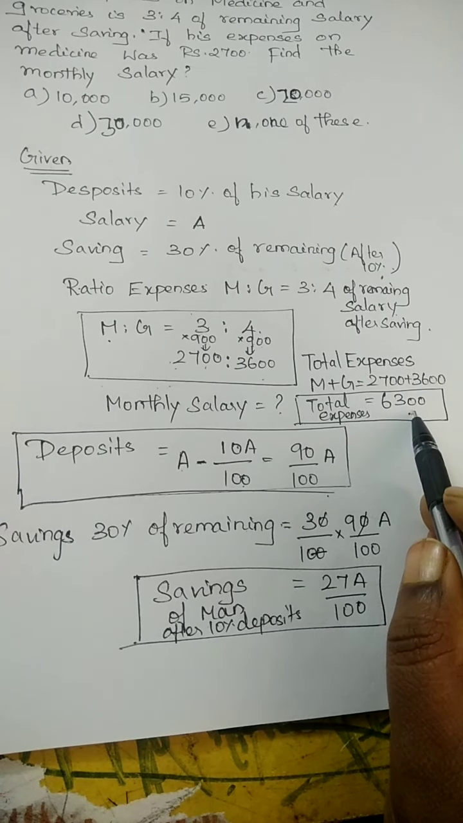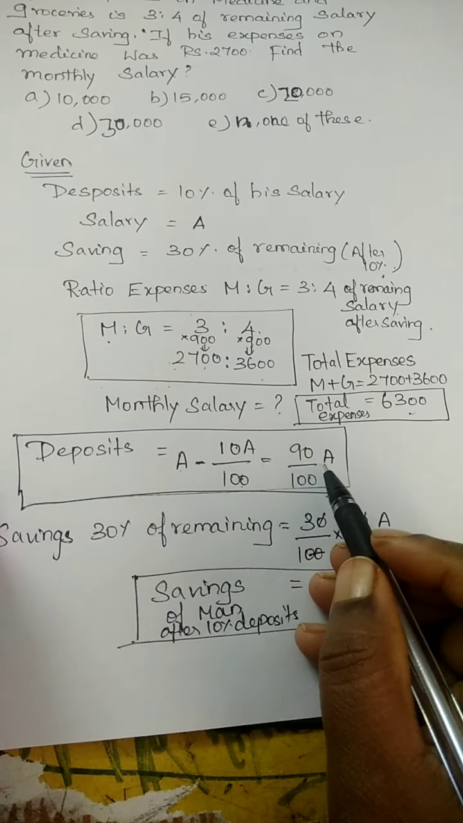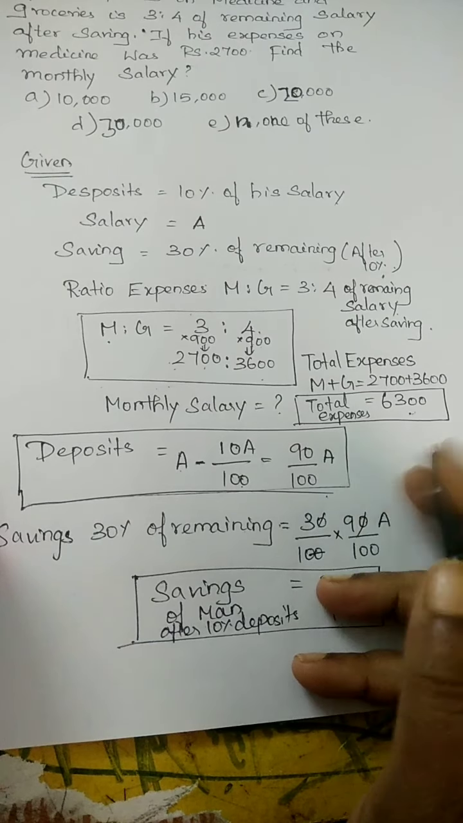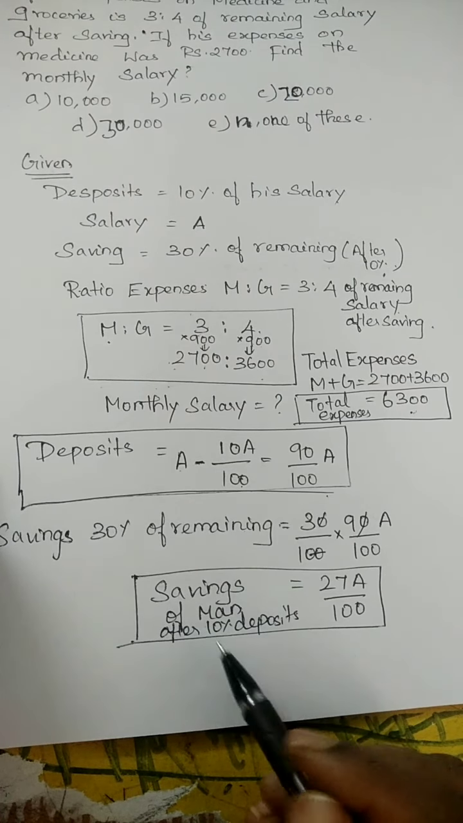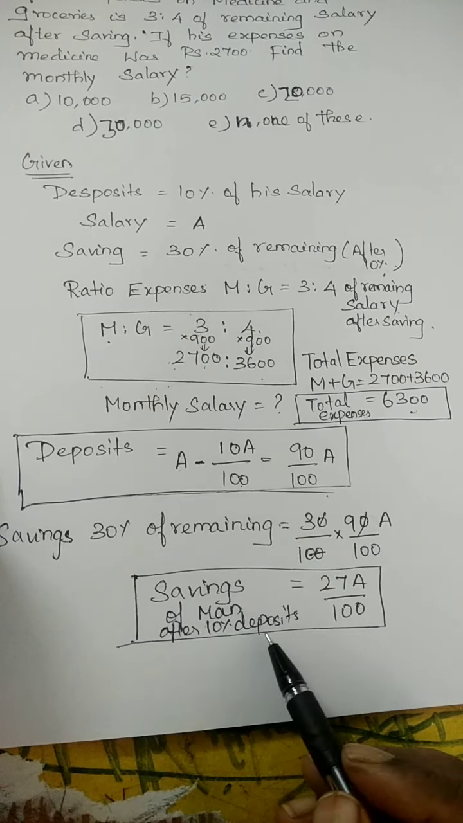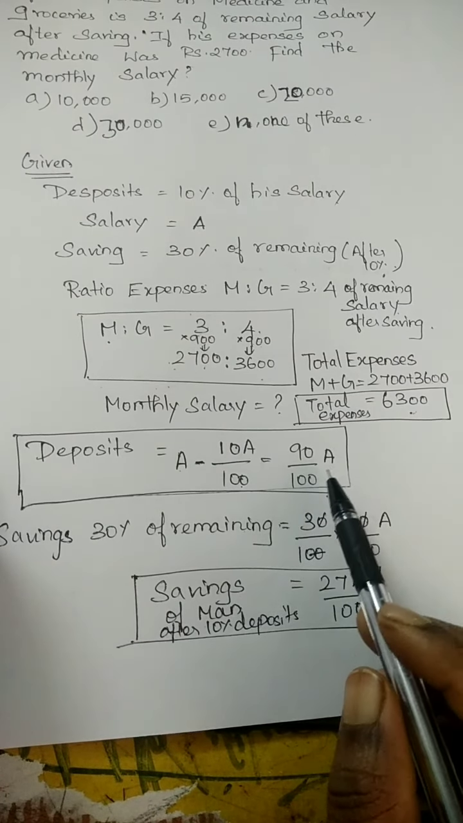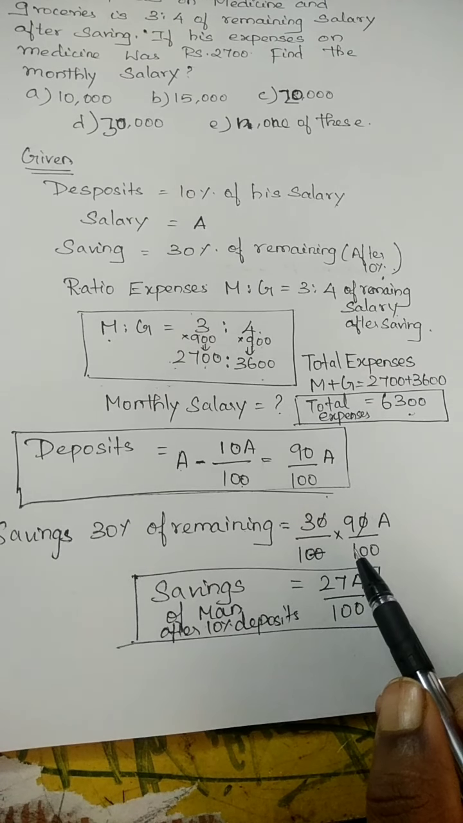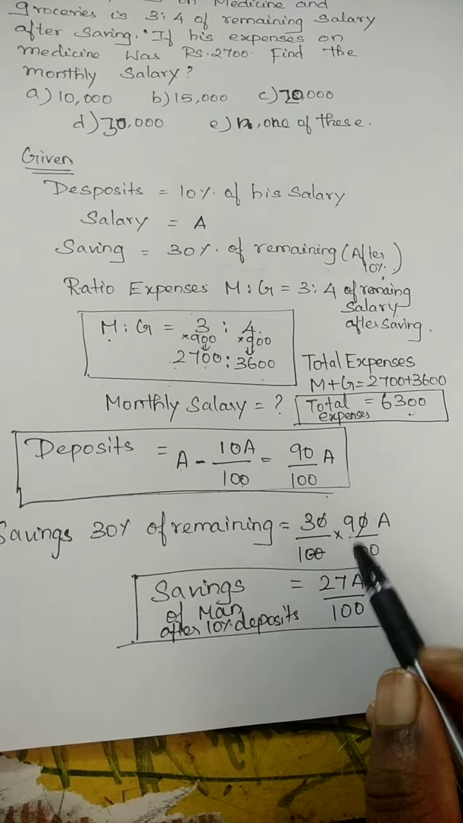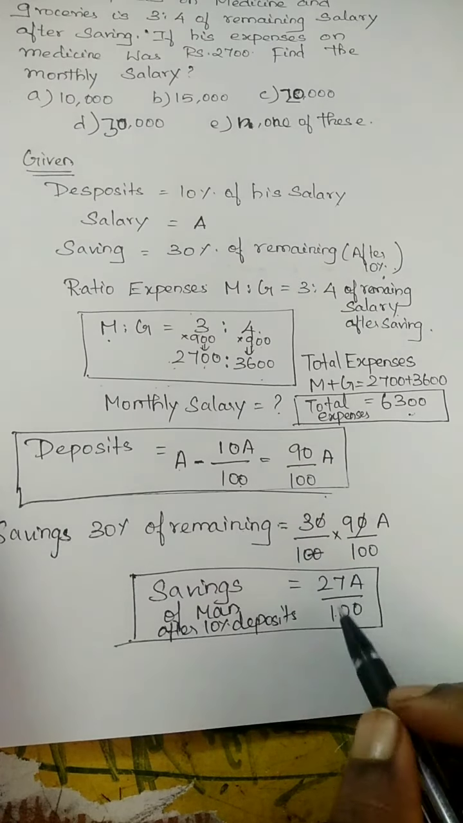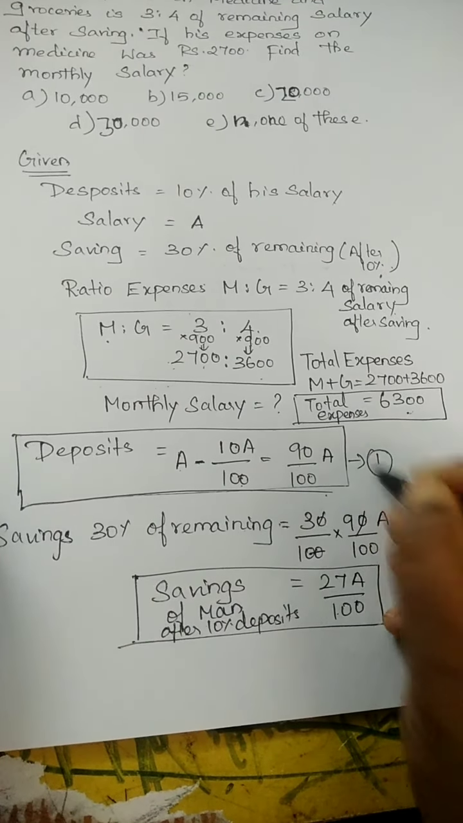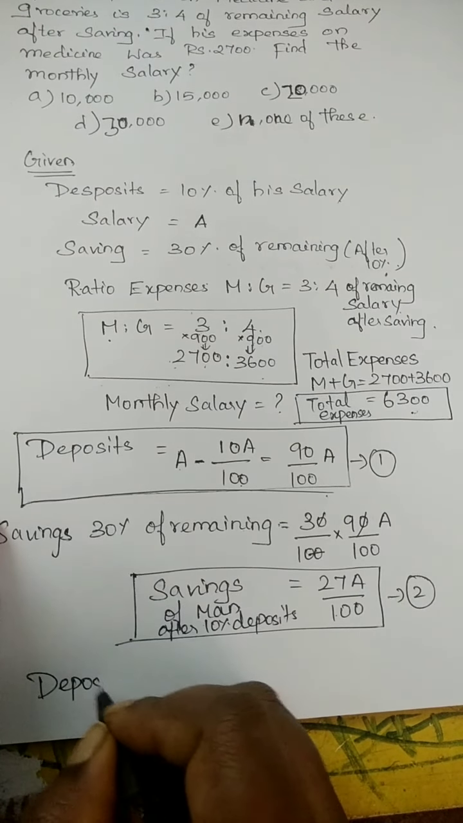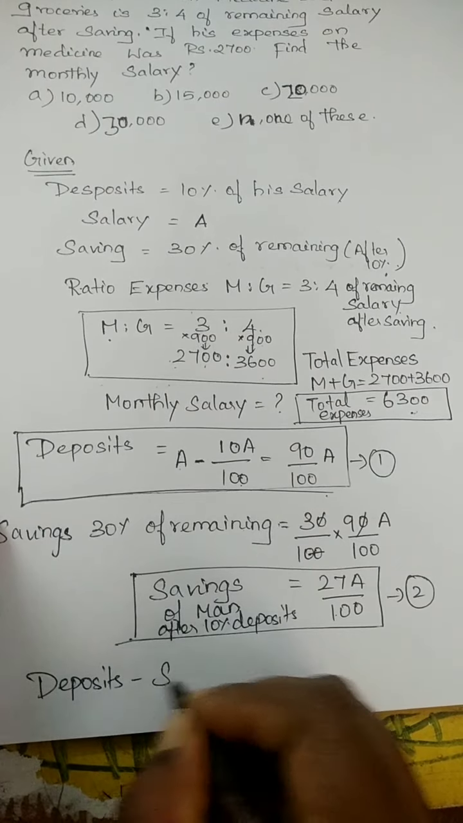Am I right? For that, we already found the deposit is 90 divided by 100 into A, and we already got the savings of the man after the 10% deposit. What do we have to do if we want to know the expenses? Yes, we have to subtract. Let's take this one as 1 and this one as 2. So deposit minus savings.